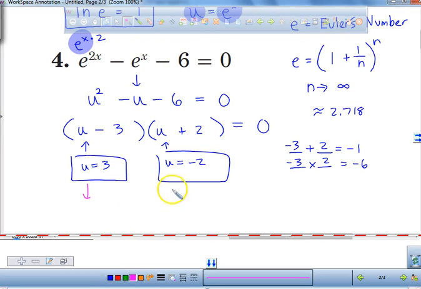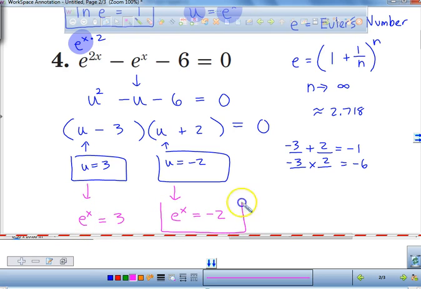Reverse what we just did. So instead of u, what am I going to replace it with? e to the x could equal 3, or e to the power of x could equal a negative 2. So right now, all I've done is replace the u back with what I originally substituted for, e to the power of x. We can actually solve for this.